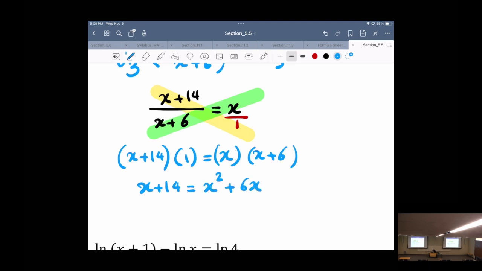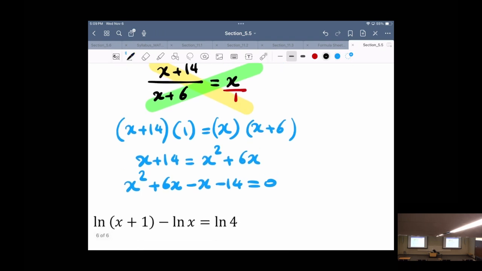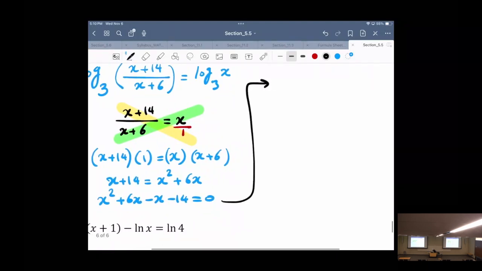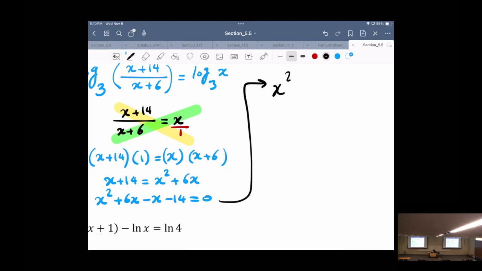You can see what this is shaping up to be, right? It's shaping up to be a quadratic equation. So let's move these two terms over and set the other side equal to 0. So x squared plus 6x minus x minus 14 equals 0. Let's combine these two x terms. What do we get? I'm running out of room here. Let me move up here. So we will get x squared plus 5x minus 14 equals 0.